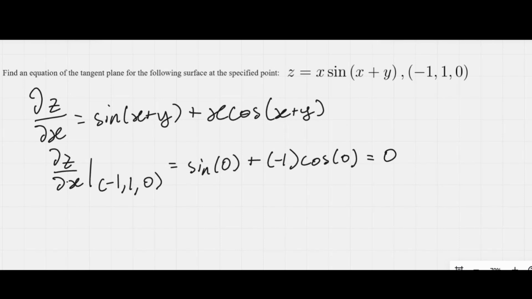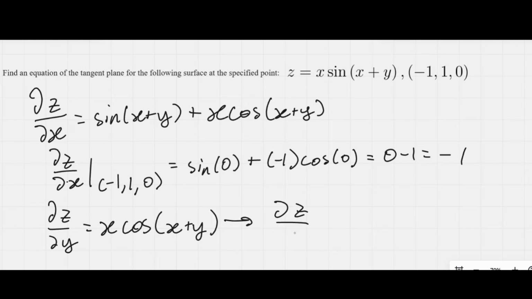Well, that's simply 0 minus 1. And so the answer, in terms of the partial derivative, is simply going to be negative 1 for the partial derivative of z with respect to x. Similarly, we can do the partial derivative of z with respect to y, and we are not going to need the product rule for that, because we're treating x as a constant. Therefore, we simply have to derive sine of x plus y, treating x as a constant. That leaves us with x cosine of x plus y.